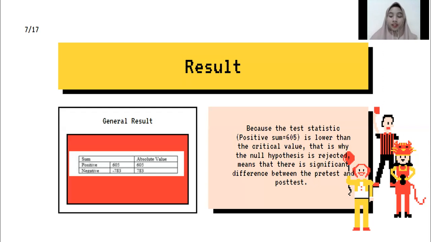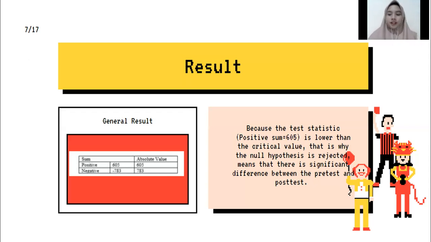The critical value is according to the alpha that shows 0.05, and then matched with the size of the data, which is 50, and then we get the number. And as the test statistic is lower than the critical value, that is why the null hypothesis is rejected. Means that there is significant difference between the pre-test and the post-test.